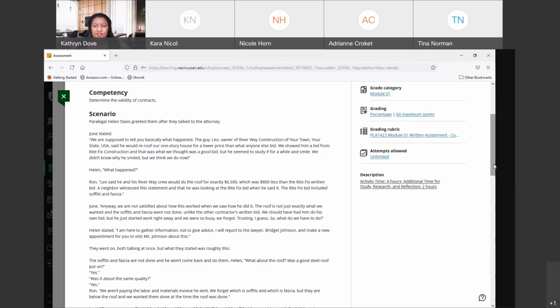June, the other homeowner, says, "Anyway, we're not satisfied with how this worked out. We saw what he did. The roof is not what we wanted. The soffits and the fascia were not done. Unlike the other contract's written bid, we should have had him do his own bid, but he just started working right away, and we were so busy we forgot."